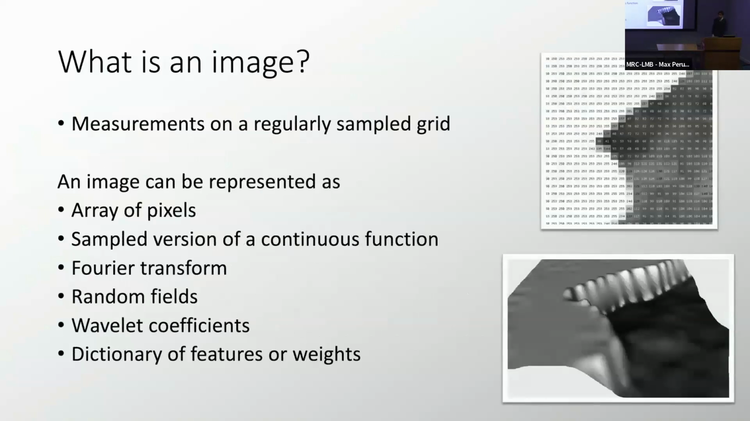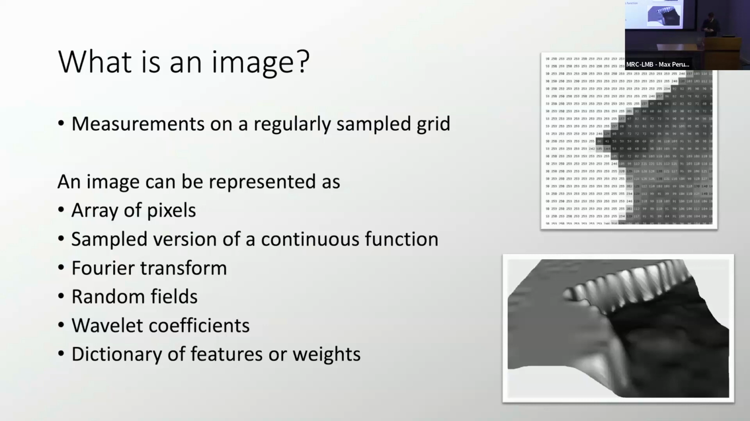So what is an image? We see images all the time on a cellular screen. For us, they are measurements on a regularly sampled grid. It can be a square grid, it could be a hexagonal grid, it could be a different kind of grid, but for us, most of the time it's a square grid. It can be in 3D as well, so a volume, and we can add time.